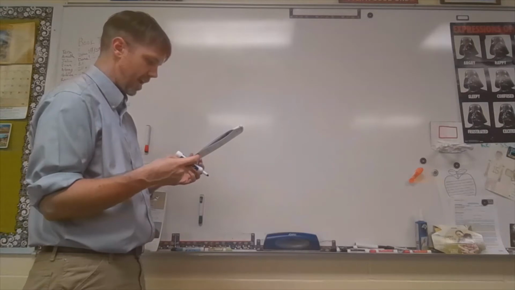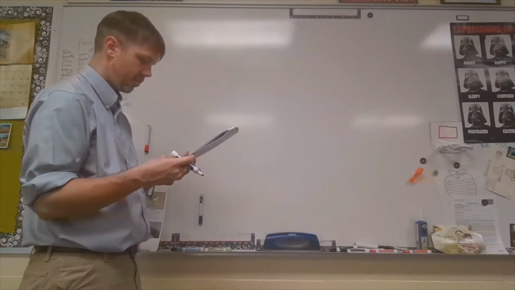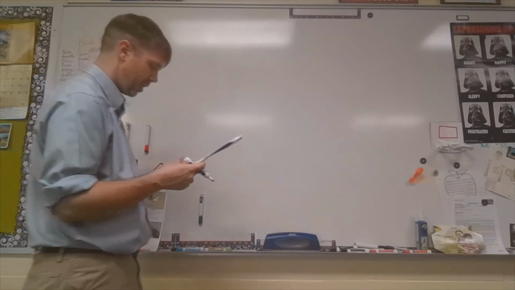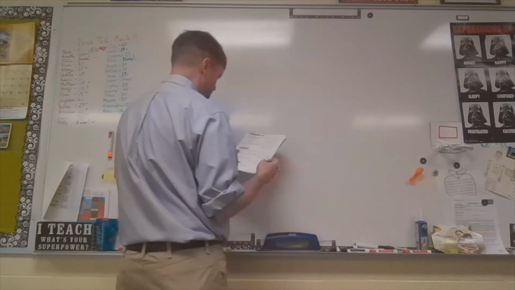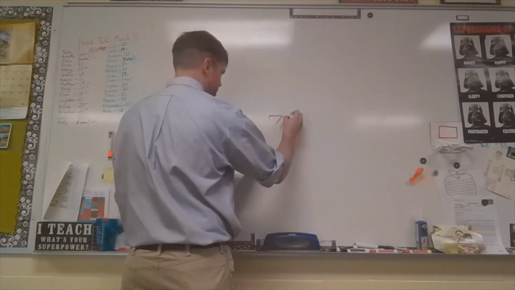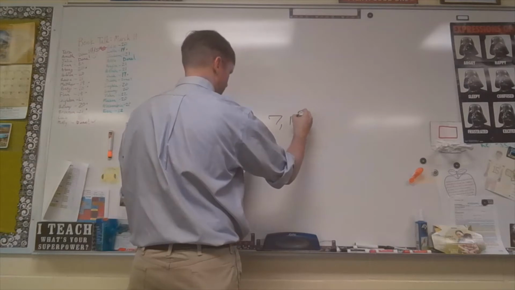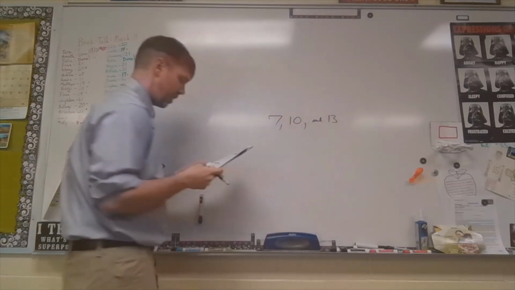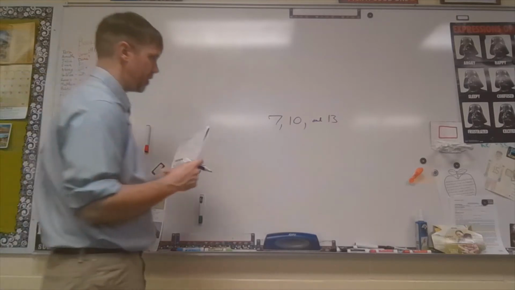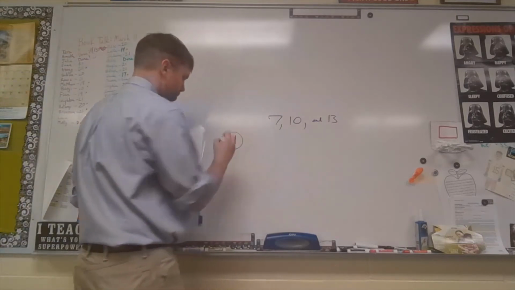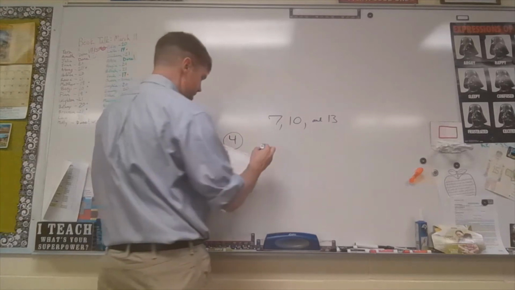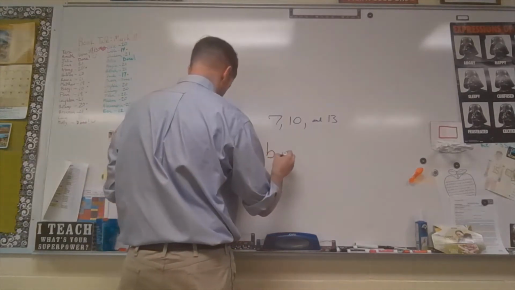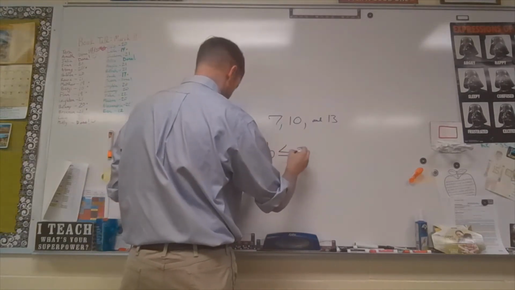Okay, so let's go ahead and go over some of these. Let's take a look at, we'll do 4 and 5. So first of all, you have to look up in the bold where it says we have 7, 10, and 13. Okay, and which of them are solutions to this? And then for number 4, we have B is less than or equal to 10.